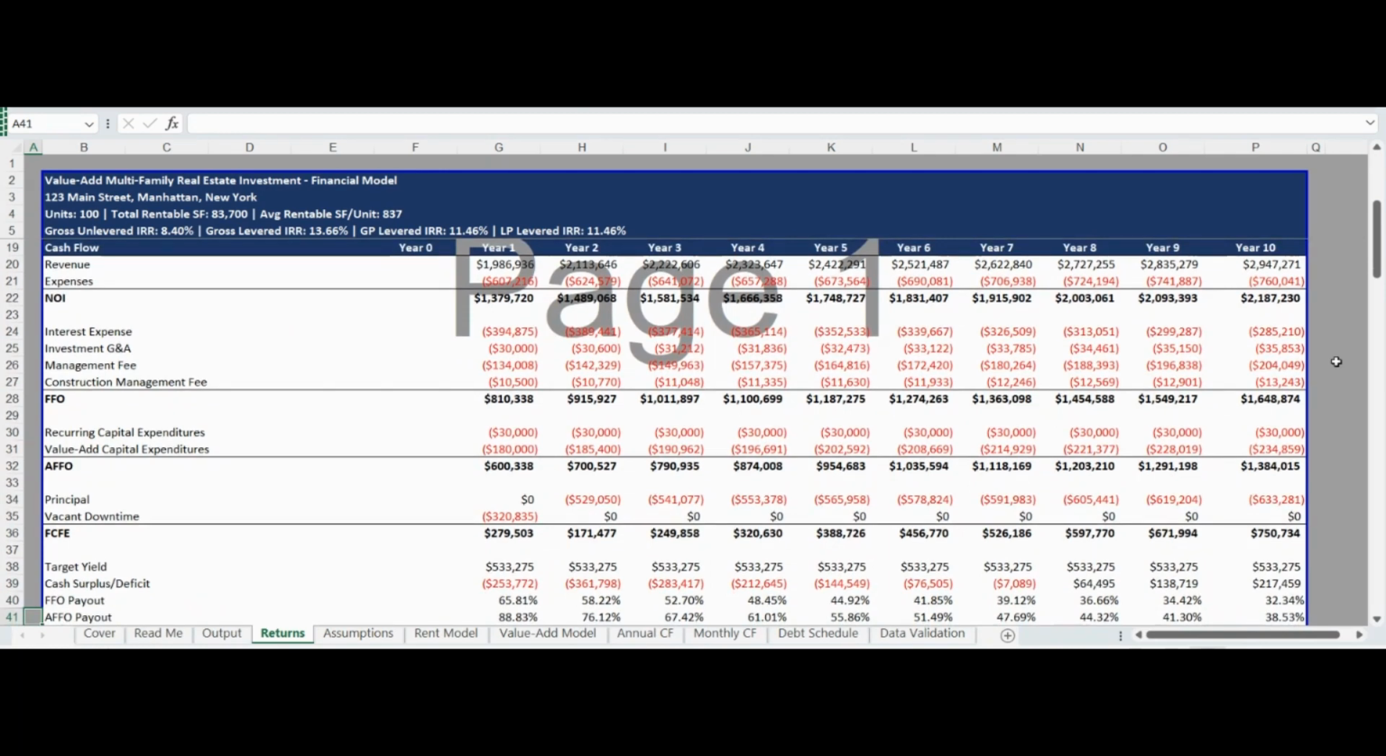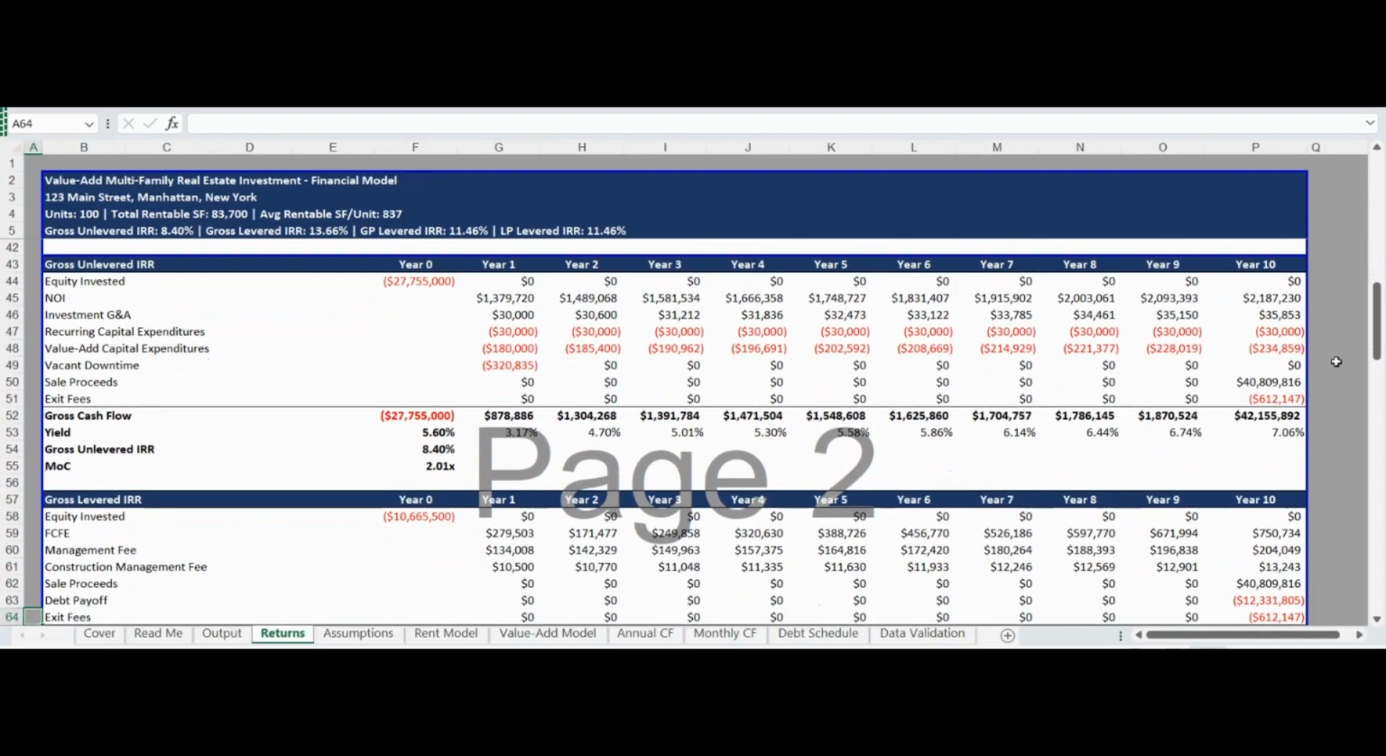The cash flow works from revenue to net operating income, followed by reductions to determine the funds from operations, which is further reduced by capital expenditures to calculate the adjusted funds from operations. Following reductions for principal payments and renovation vacancy downtime, the free cash flow to equity is calculated. The section below the pro forma cash flow includes calculation of the yield in dollar terms, the cash surplus or deficit, as well as the funds from operations and adjusted funds from operations payout ratio.